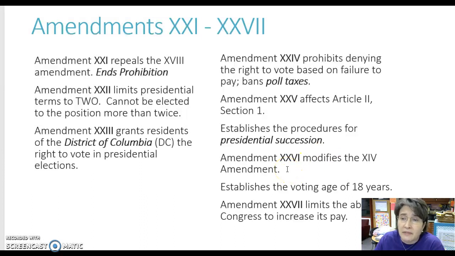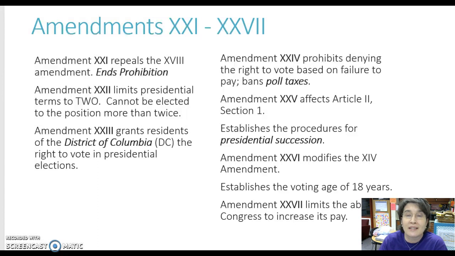Amendment 26 modifies the 14th Amendment and established the voting age of 18 years. And then Amendment 27 limits the ability of Congress to increase its pay. So the House of Representatives has what we call the power of the purse. They own the checkbook for the nation, if you will, and Congress can vote to increase their pay. The amendment here establishes that, yes, they can do that. They can establish that they might get a pay raise, but what has to happen is an election cycle has to pass before that raise actually goes into effect.